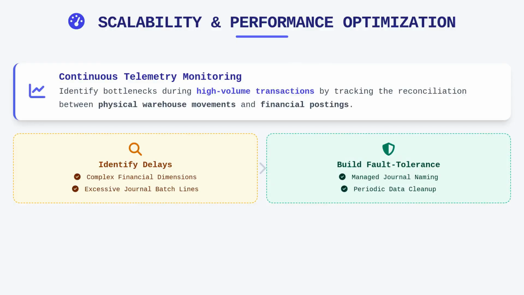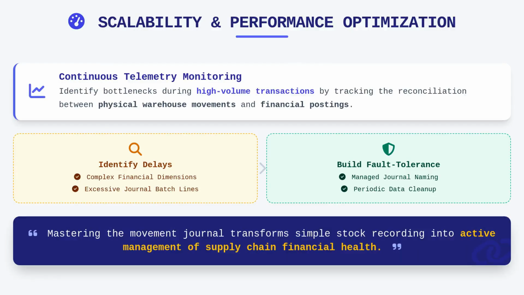A well-designed ERP ecosystem is one that anticipates these constraints and builds in fault tolerance through properly managed journal naming and periodic data cleanup. By mastering the movement journal, you are not just recording stock, you are actively managing the financial health of the supply chain.